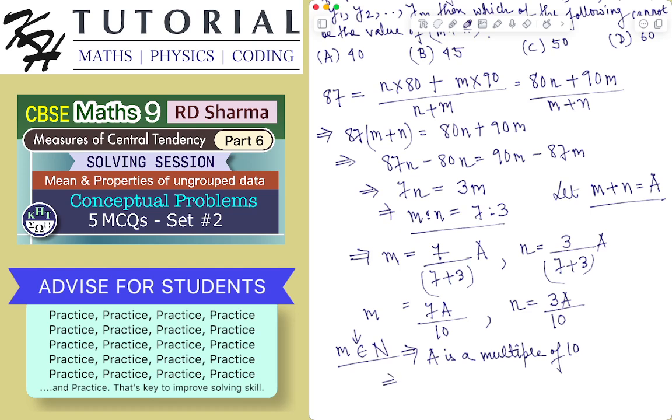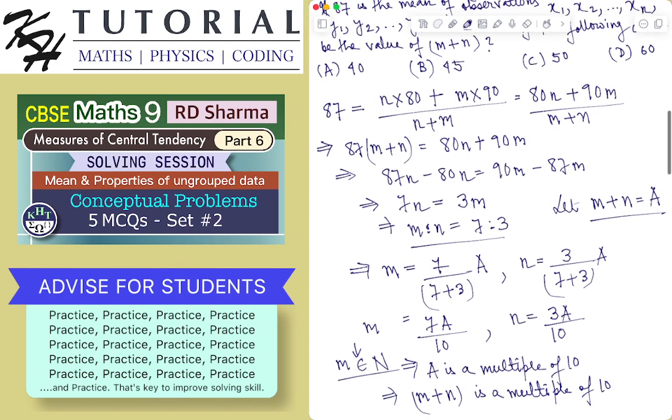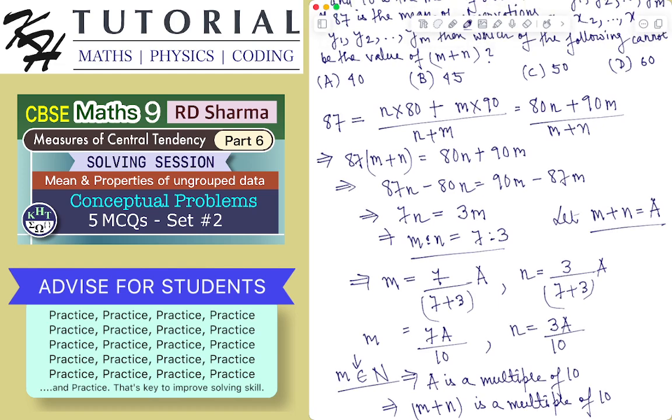So this implies that m plus a was m plus n. So m plus n has to be a multiple of 10. So from the given choices we can clearly see the only choice which is not a multiple of 10 is 45. So B is the correct choice.